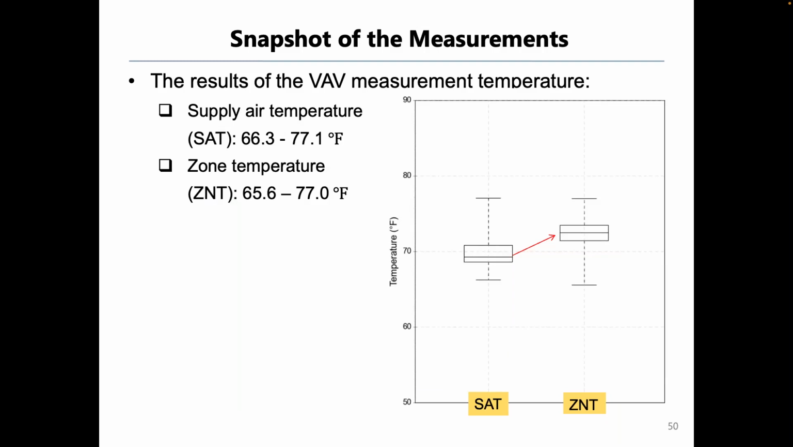Let me double check the data based on the dot plots. As you can see in the right figure, the supply temperature is usually lower than the zone air temperature. The difference is usually 3.2 Fahrenheit. So we determined that the VAV takes the cooling energy part in this office building.